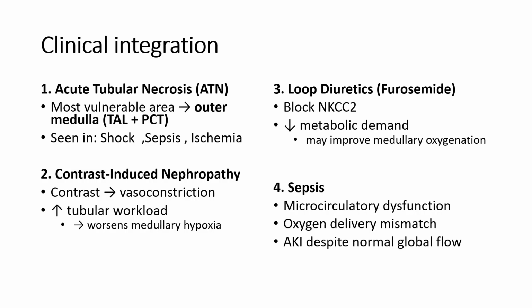Then the third is loop diuretics. The loop diuretics will block many channels in the loop of Henle, and that blockage of those channels will prevent the energy that was being used to operate those channels. Thus, sometimes loop diuretics can improve medullary oxygenation by decreasing the metabolic demand. Then in sepsis, there is microcirculatory dysfunction, and that leads to an oxygen delivery mismatch. Even though the total global flow to the kidney might be the same, due to microcirculatory dysfunction, the medulla will be further hypoxic.